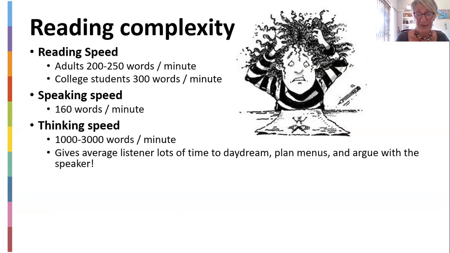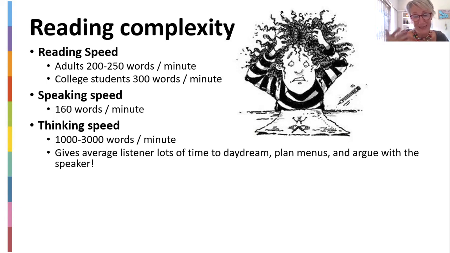but we think at 1,000 to 3,000 words a minute. So you can see how slow reading and speaking really is. Reading is faster than speaking. So when I read, I'm going faster than when I speak. So if you're speaking very slowly, or reading very slowly, the brain becomes quite bored because it can do this at 3,000 words a minute. And then the listener starts daydreaming, planning their menus, arguing with the speaker, because they're totally bored. So remember, when you present in the classroom, don't speak too slowly, because your students are going to fall asleep.